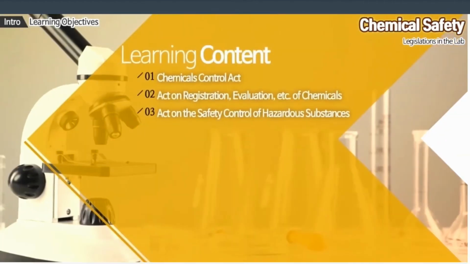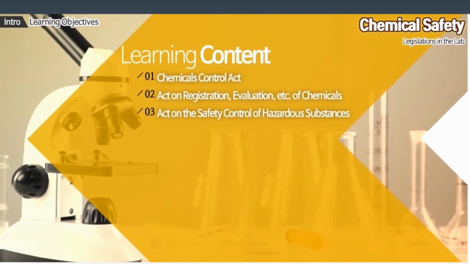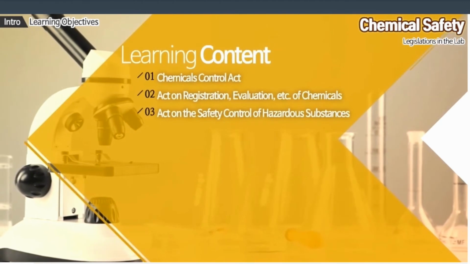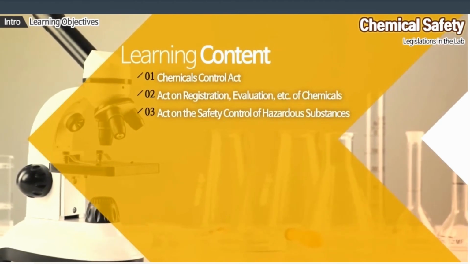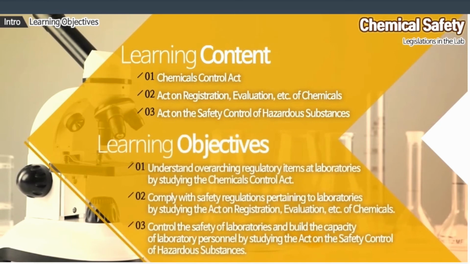This time, we will review the Chemicals Control Act, Act on Registration, Evaluation, etc. of chemicals, and Act on the Safety Control of Hazardous Substances. By doing these, we can understand the Chemicals Control Act on the general restrictions on laboratories. We can also comply with the laboratory safety regulations and understand the Act on Registration, Evaluation, etc. of chemicals. Also, we can enhance researchers' competence and laboratory safety control by understanding the Act on the Safety Control of Hazardous Substances. Then, let's begin our learning by reviewing the learning objectives.